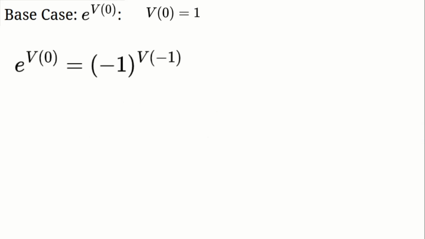Base case, exponentiation of v of 0. First, let's consider the base case where v of 0 equals 1. Using our definition, we get e raised to the power of v of 0 equals negative 1, raised to the power of v of negative 1. However, v of negative 1 is not defined in our system, so we'll only focus on cases where k is greater than or equal to 1.